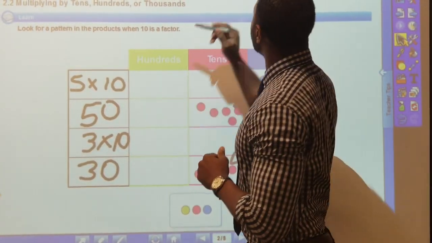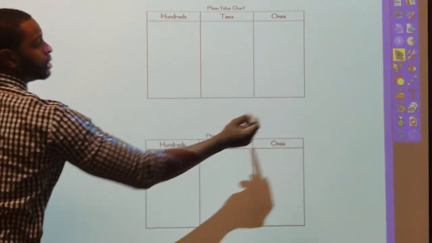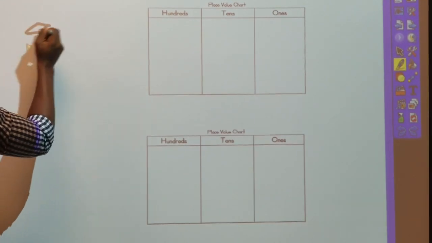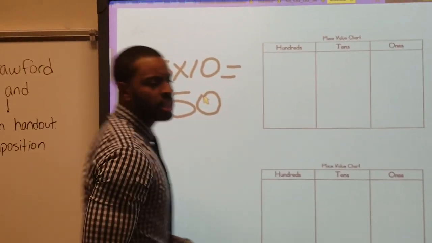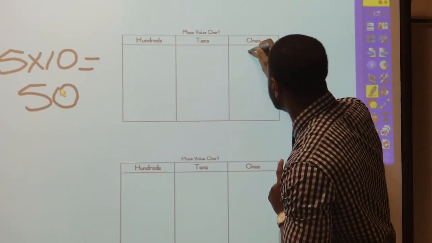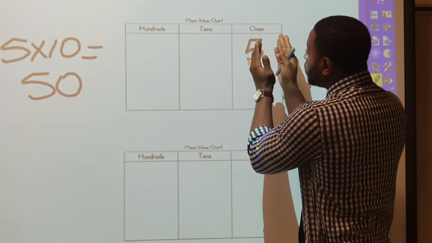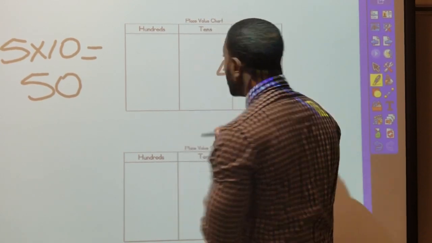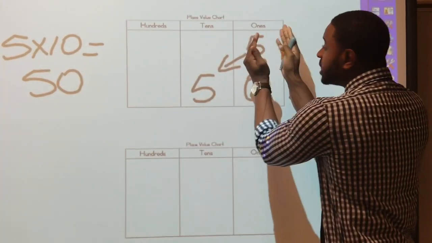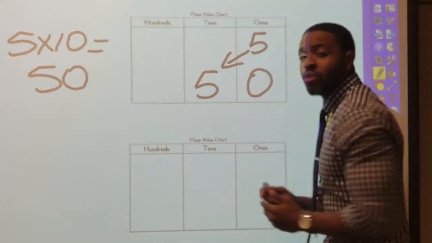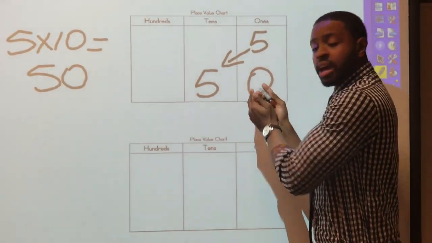Just doing mathematics without a place value chart. So right here, we started with 5 times 10, which we know equals 50. Let's look at this. We started with just 5. And when we multiplied it by 10, this digit shifted 1 place value over to the left because 5 times 10 is now 50. Do you see that? It was in the ones place and it just shifted 1 place over to the left. Okay? And we just fill the ones place with a placeholder.